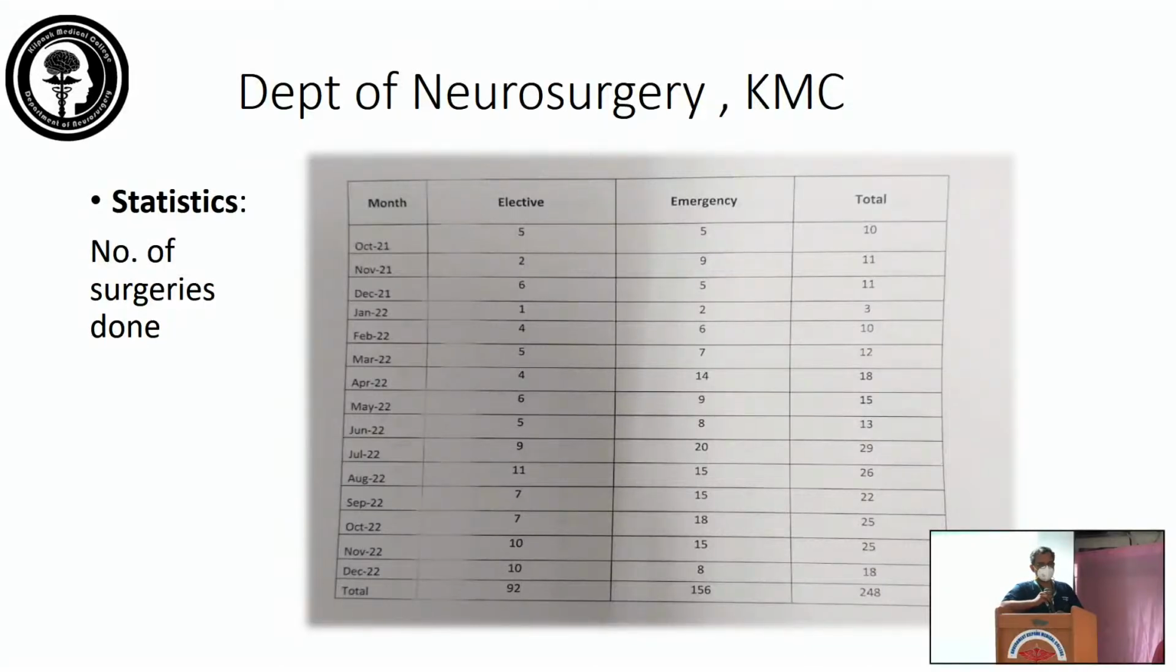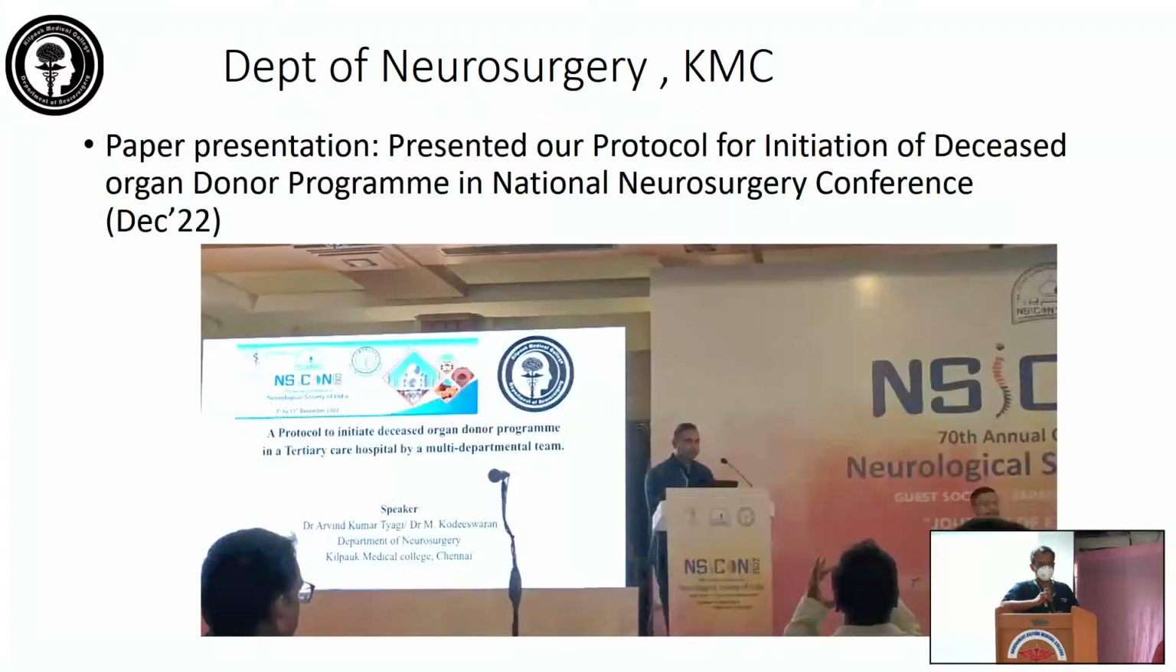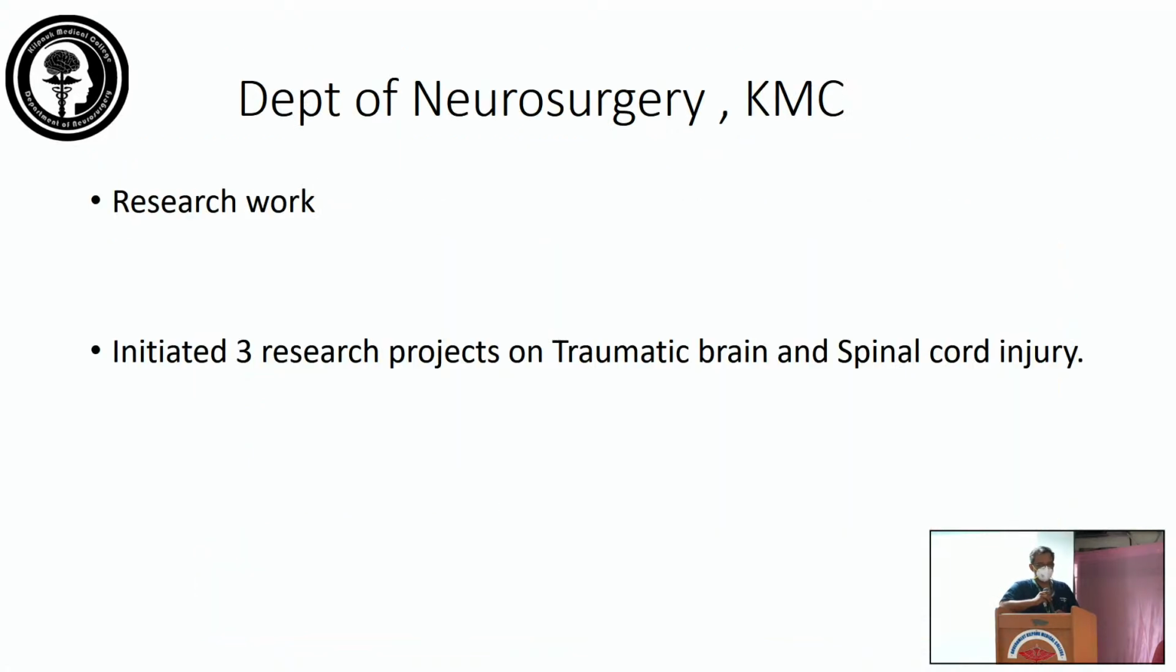This is our surgical statistics. We operated 248 surgeries. Among them, 92 were elective and 156 were emergency. We presented our initiation protocol for this organ donation program at the National Neurosurgery Conference in December 2022. And we have initiated 3 research projects in traumatic brain and spinal cord injury after ethical committee approval.